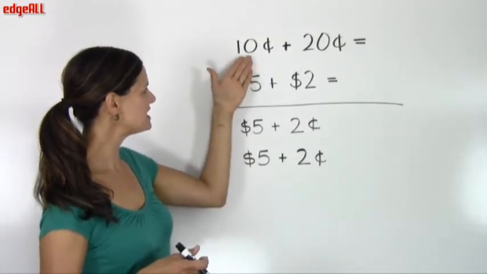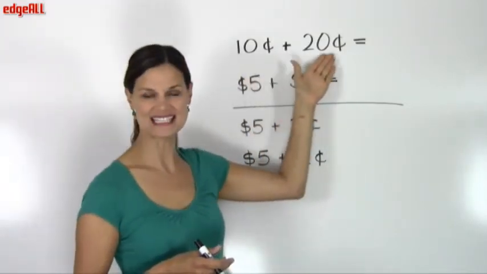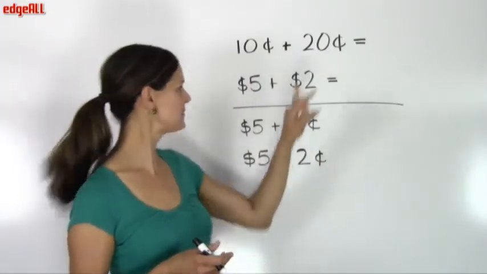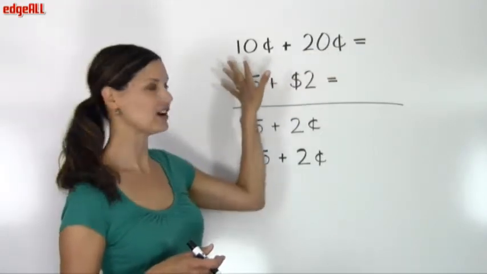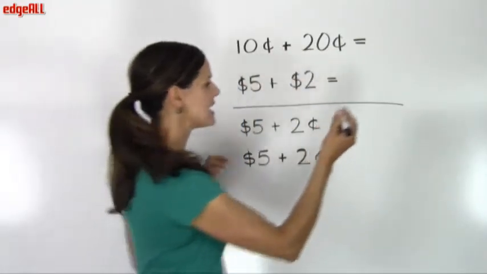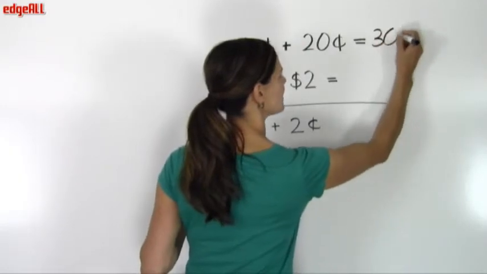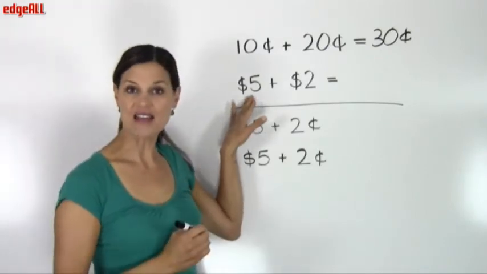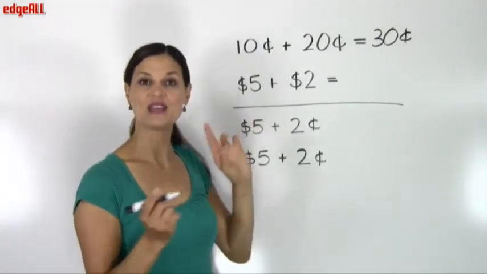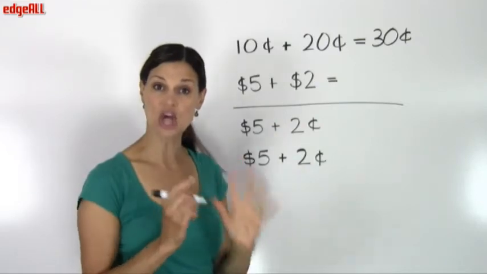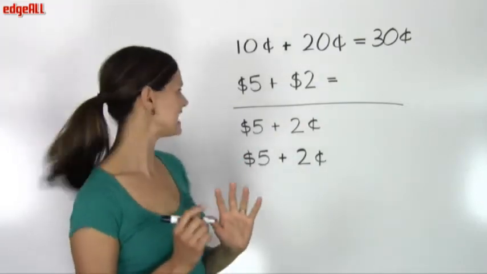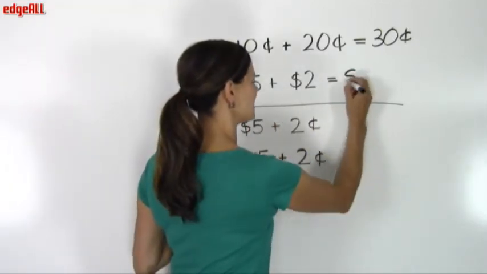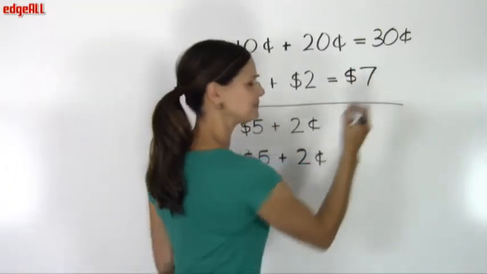In this one, we have 10 cents plus 20 cents. And so the units are the same, the units being cents. So I simply add together 10 plus 20 equals 30, and my answer is 30 cents. In this case, I have $5 plus $2. The units are the same, they're both in dollars, and so I simply add together 5 plus 2 equals 7, and my answer is $7.